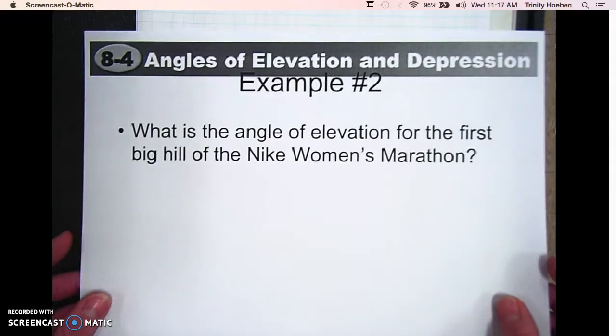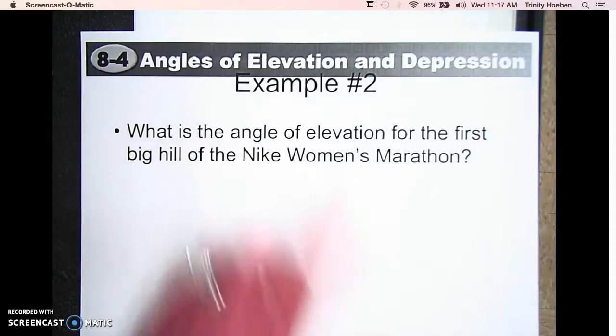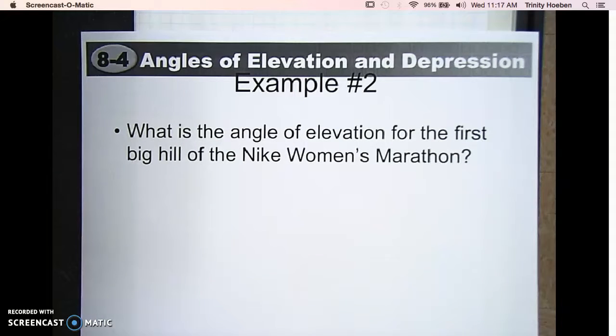All right, so the two examples that we're going to talk about today, go ahead and copy down example number 2. Example number 1, you didn't need to copy down, it was just naming them as angle of elevation or angle of depression. But example number 2, copy the question down. It says, what is the angle of elevation for the first big hill of the Nike Women's Marathon?